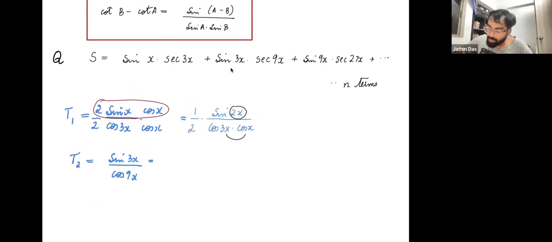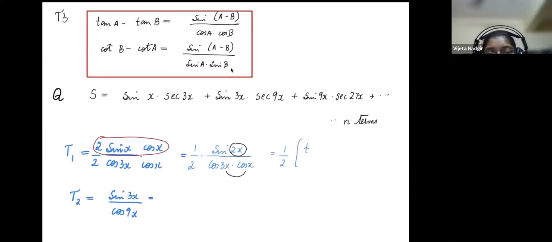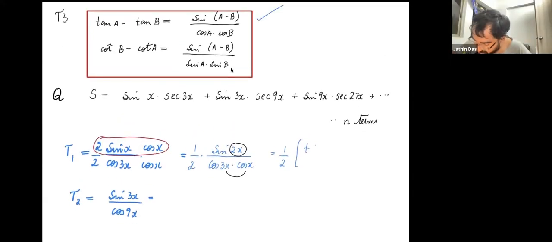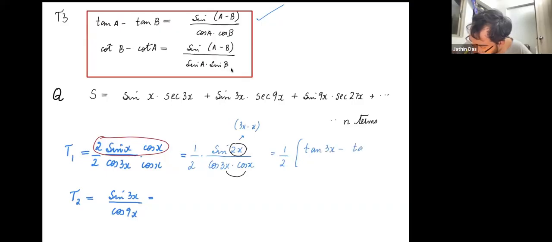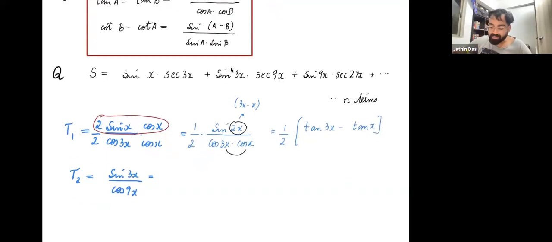Let's see what the pattern will be here. Half tan... apply this. Tan 3x minus tan x, since it is 3x minus x. So tan 3x minus tan x. Let's see if tan x cancels out with this.